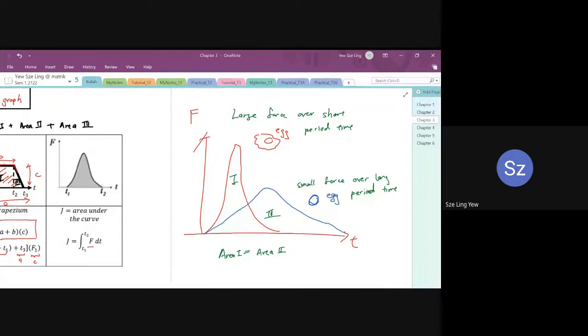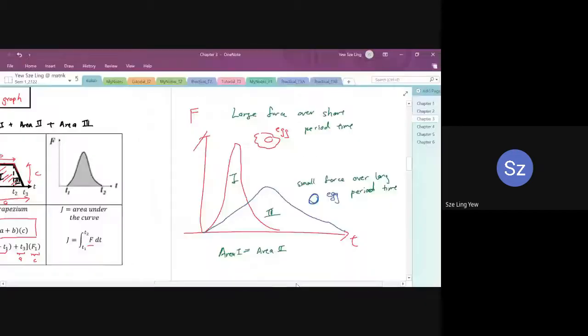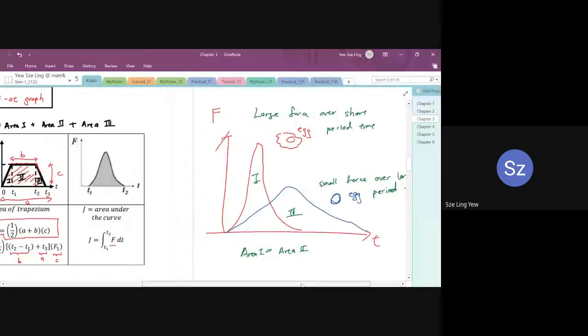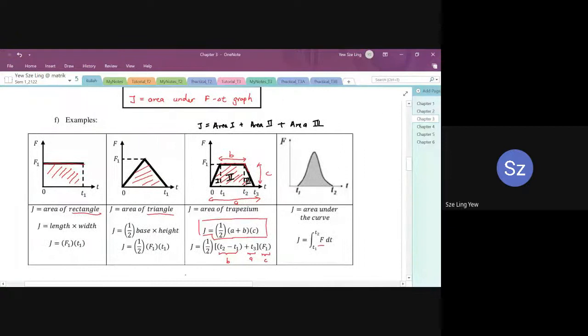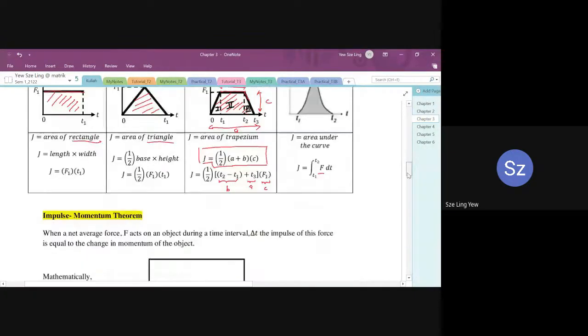So don't get confused. Impulse doesn't tell you much useful information. What we want to see is the relationship between the force and time. Same impulse doesn't mean that it's going to have the same effect on our object. So you look at the graph. The graph will tell you quite a lot of information.